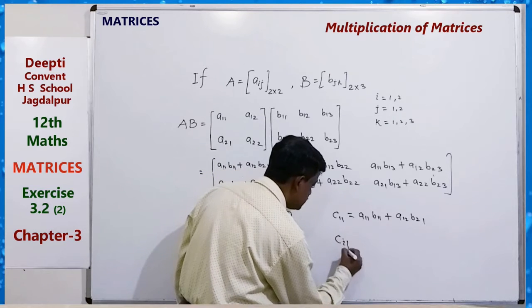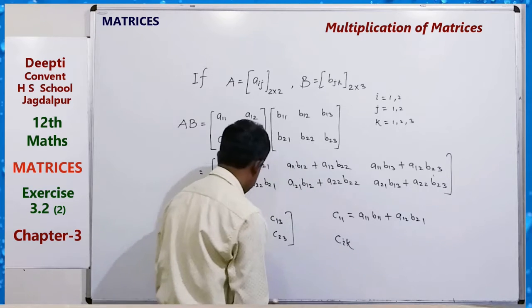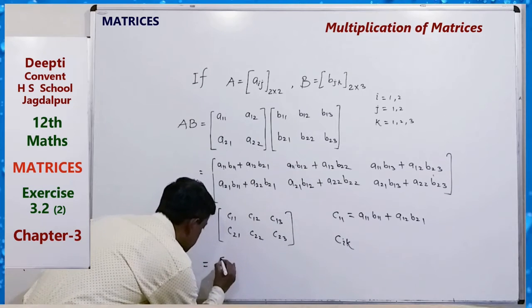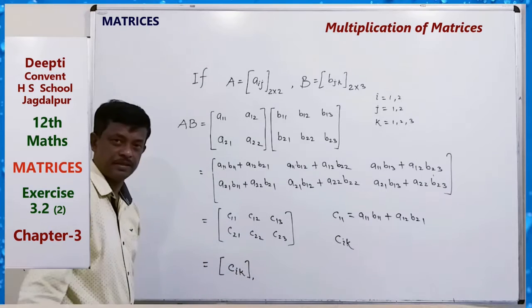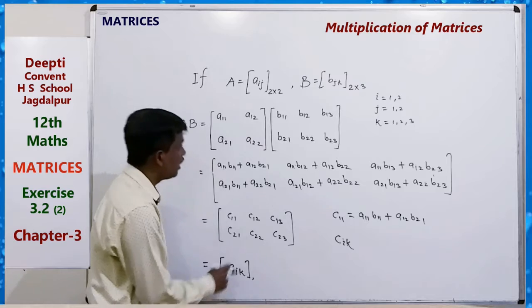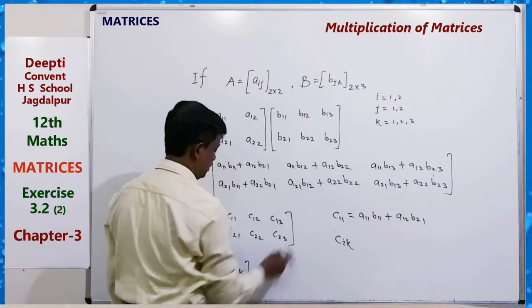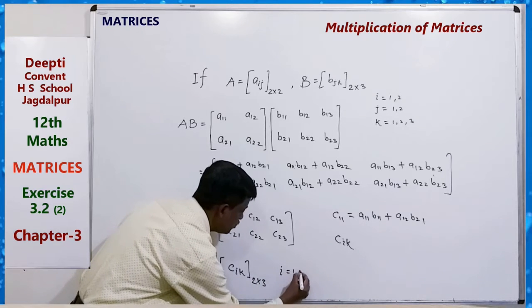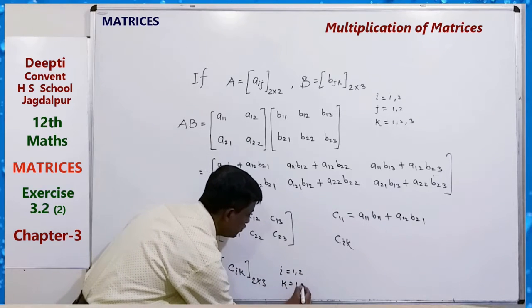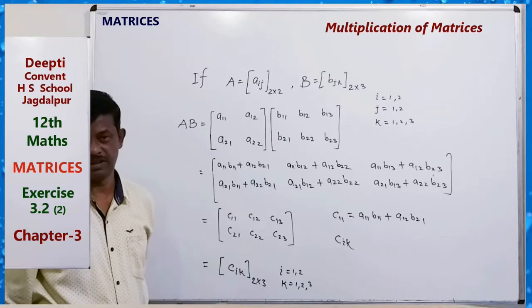C i j. Here C i k. Here will be what? Just we can write C i k. Okay. C i k means here in this particular case 2 by 3. That is i equals 1 2, k equals 1 2 3. So C i k equals what?